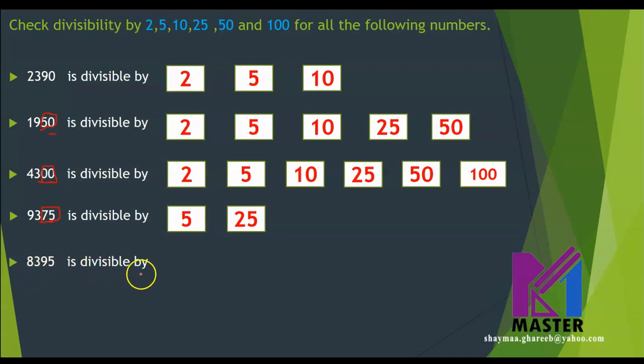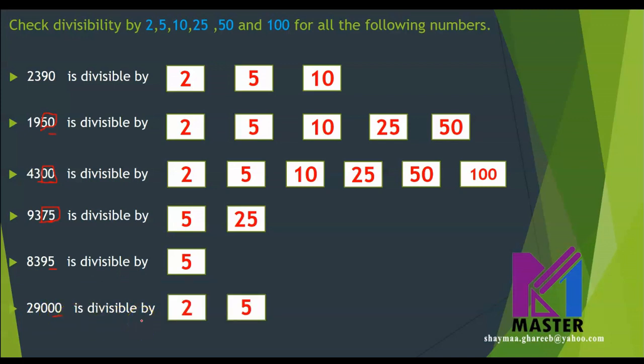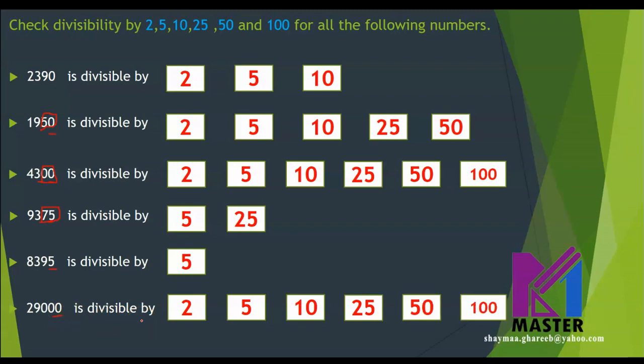8395 is divisible by, is it divisible by 2? No. Is it divisible by 5? Yes, it ends with 5, so it's divisible by 5. Is it divisible by 10? No. Is it divisible by 25? No. Is it divisible by 50? No. Is it divisible by 100? No. So it's only divisible by 5. 29,000 is divisible by, of course, it's divisible by 2 and 5 and 10 and 25 and 50 and 100.